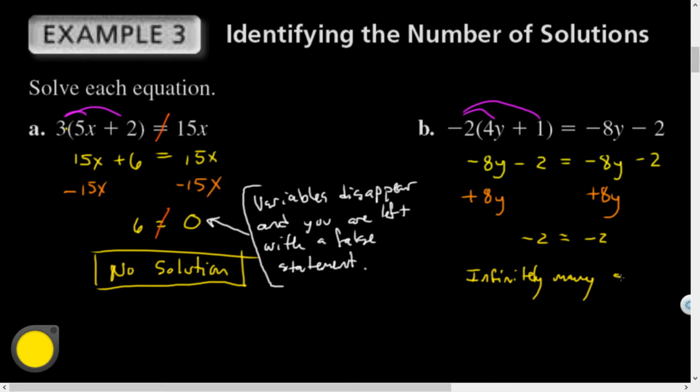Infinitely many solutions. Okay? So it turns out any number you can think of, if I was to do a check, if I plug in 1 for y, if I plug in -7 for y, if I plug in 10 to the 10th power for y, if I plug in pi for y, the square root of 7 for y, all of them work. Everybody works for this equation.